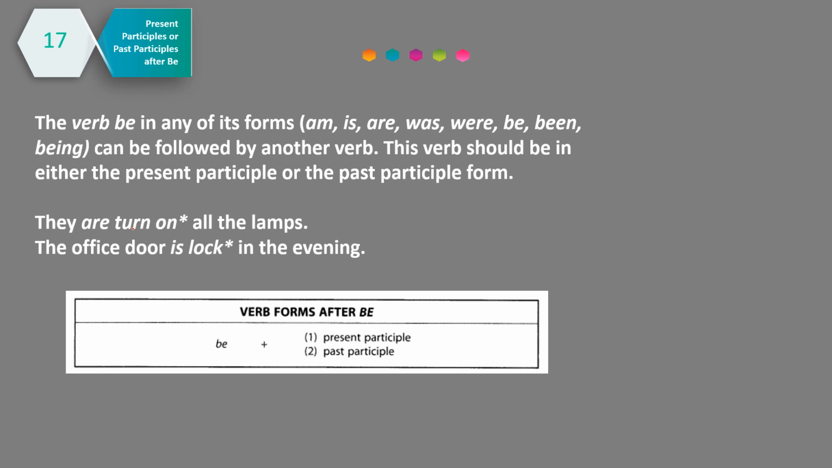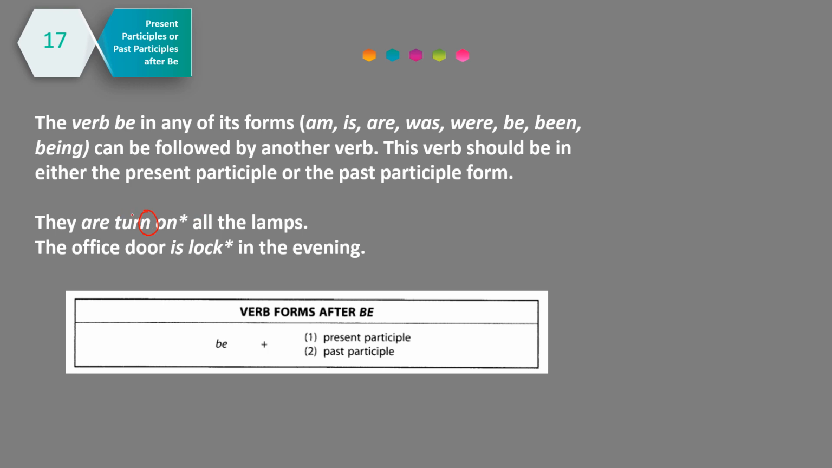Have a look at the sentence. Determine whether the sentence is in the form of active or passive sentence. If it is an active sentence, you must use present participle. They are turning on all the lamps because we have verb be in this part. So after verb be, there are two possibilities: present participle or past participle.